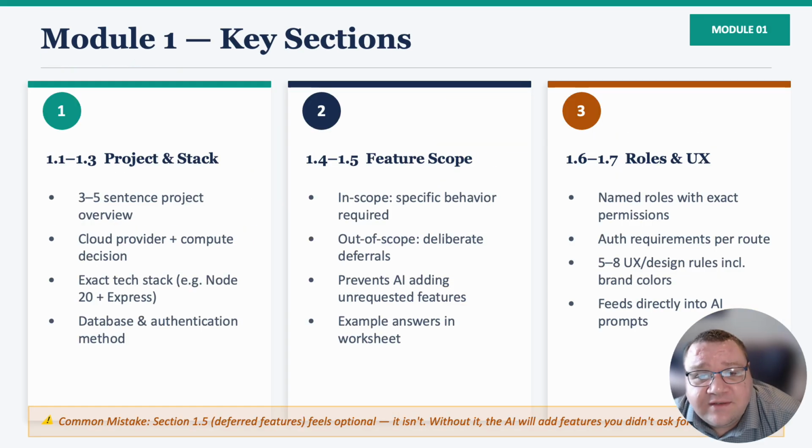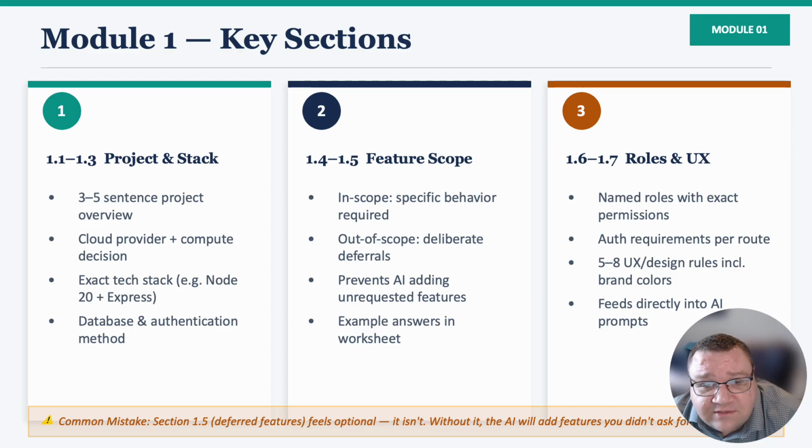Worksheet 1 has 7 sections. I've grouped them into 3 clusters here. The first cluster, section 1.1 through 1.3, covers your project and tech stack. You're writing the overview paragraph, choosing your cloud provider and compute, and specifying your exact tech stack, including database and authentication methods. If you're unsure about any of these, that's fine. We can use AI in plan mode to work through the decisions. That's exactly what it's designed for.